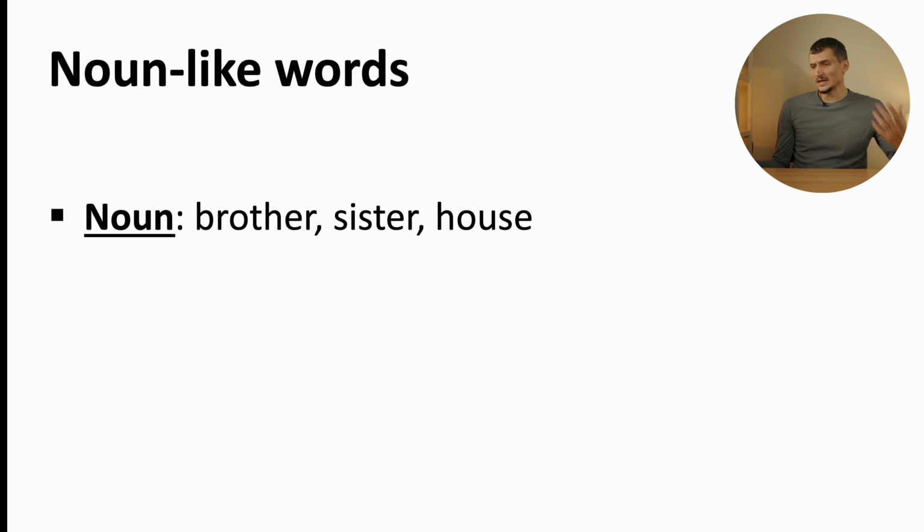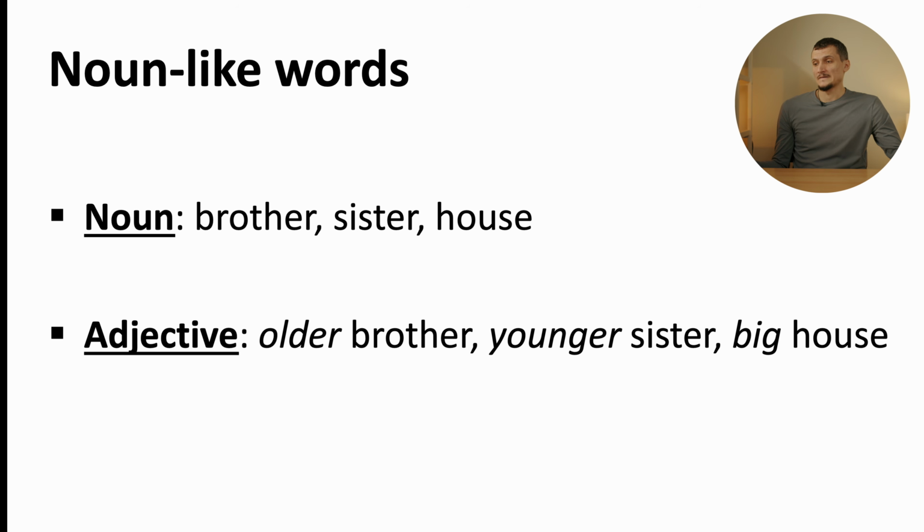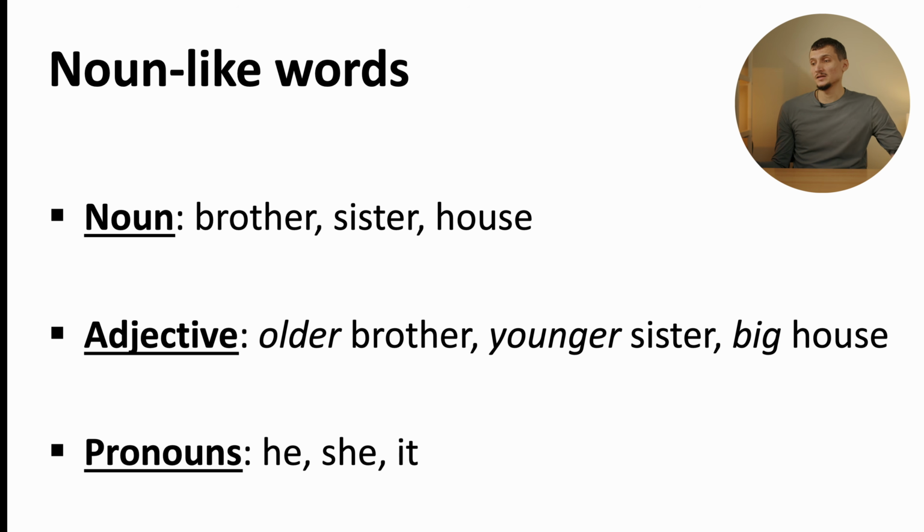So, examples of the word noun are brother, sister, and house. An adjective would be older brother, or younger sister, or big house. And in order to not have to say my older brother, my older brother, my older brother over and over again, we can just replace it with the pronoun he.